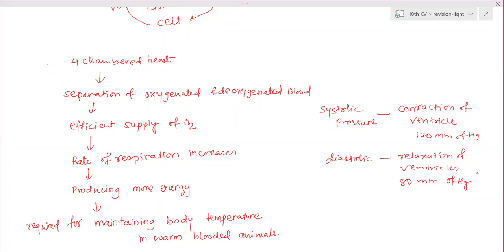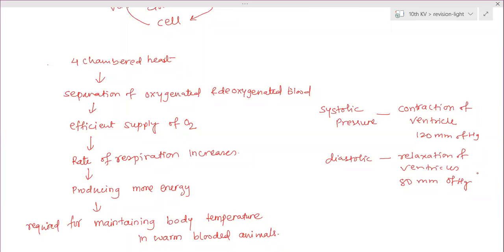Platelets help in clotting of the blood. Whenever there is a leakage in any of the blood vessels of the body, that leakage is sealed by cells. Those are platelets. The platelet cells help in sealing the leakage in any vessel. That is called clotting of the blood. Clotting of the blood is done by platelets.